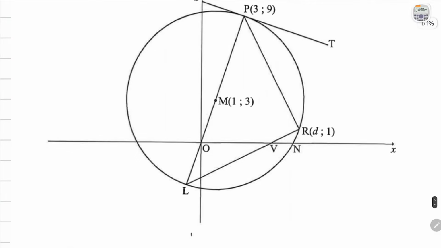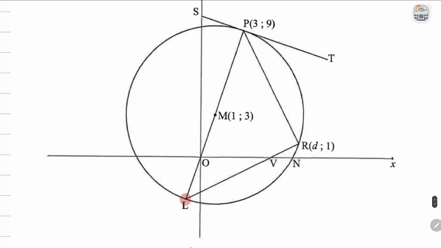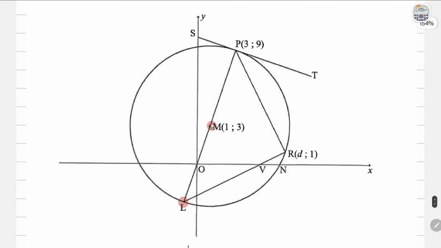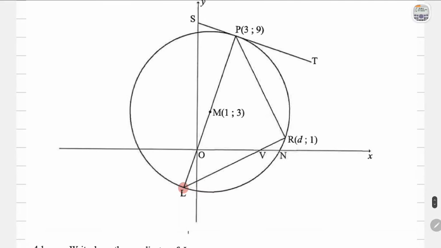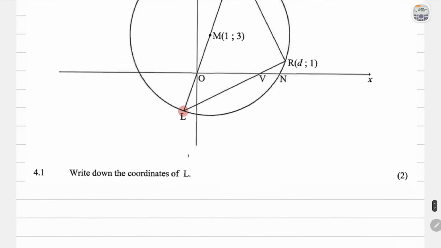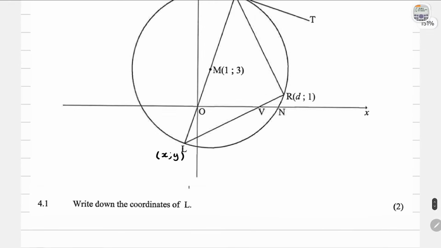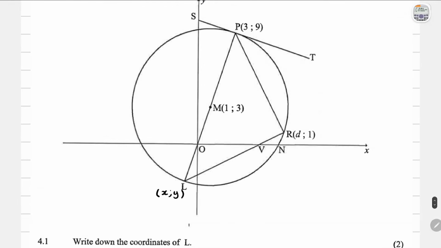Okay, let's look. Where is L? So L's over here. And as you can see, they told us that M is the center of the circle. So that makes PL a diameter and M is the center. We can use the midpoint formula to find this. We're looking at L, where the x and y values will just be x and y since it's unknown right now. And we're working through this as if we're finding the midpoint of PL.